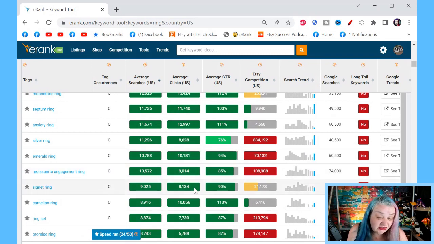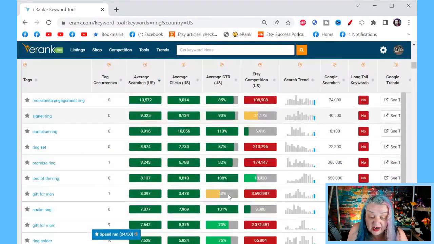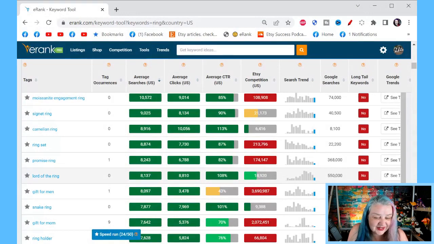But signet ring, is that a possibility? Carnelian ring. Now, this was a big one last year. And when we come over and look at the trends, it's dropping away. Still actually not hideous. Again, it's worth a try. Carnelian's a stone, I think. If you have that sitting about, give it a try. Lord of the Rings, do not touch. Do not touch. That is definitely going to be copyright.